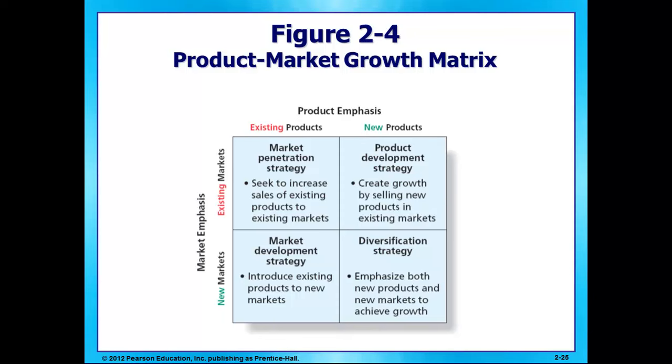The most risky strategy in terms of product market growth is called diversification. This means generating radically new products and selling them to new markets that the company previously has not sold to. I'm going to give a couple examples here.